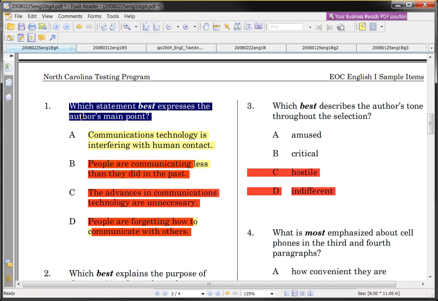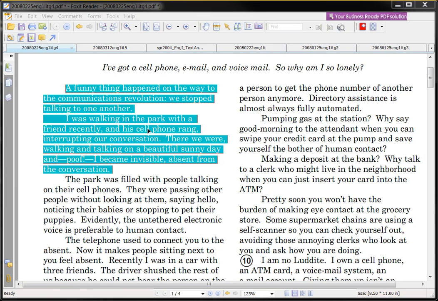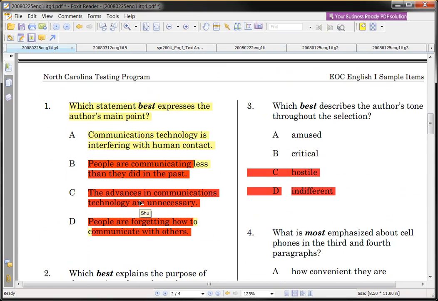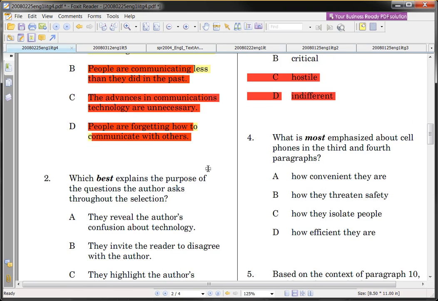Which statement best expresses the author's main point that communication technology is interfering with human contact? Here's that first, it's actually the second paragraph here. I was walking in the park with a friend recently and his cell phone rang, interrupting our conversation. Pow. There it is. Excuse me. What else do you notice? I hope you noticed that it's in order. You'll run into this answer first, and this question is first. Interesting. Let's see if that's consistent with the next question.